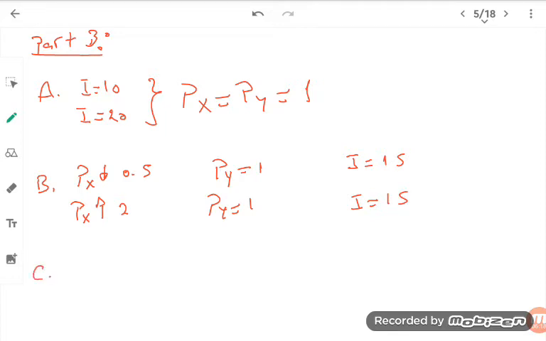Scenario number 3, PY increases to 2 while PX equals 1 and the income equals 15. Okay, so these are three different scenarios. Let's start with scenario number 1.